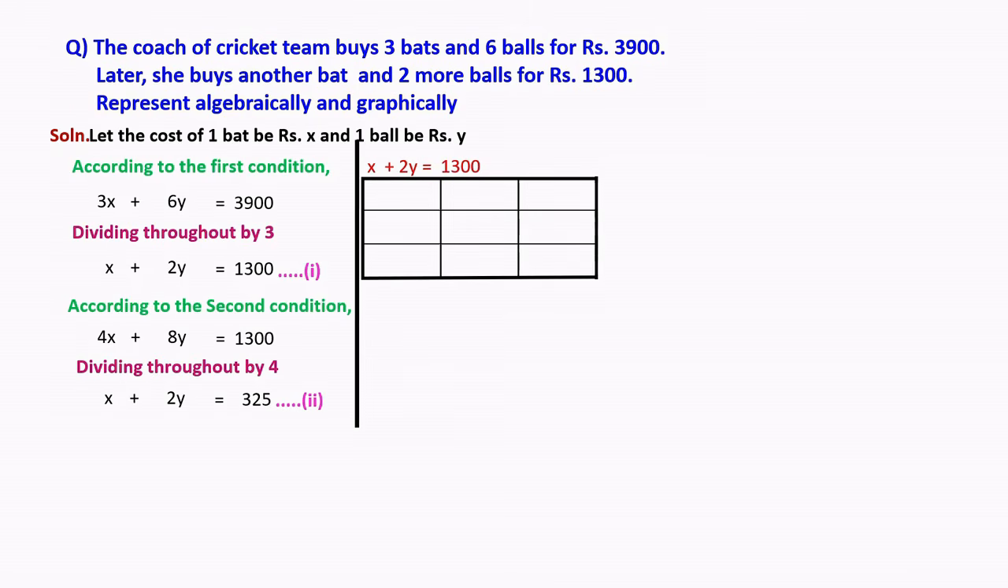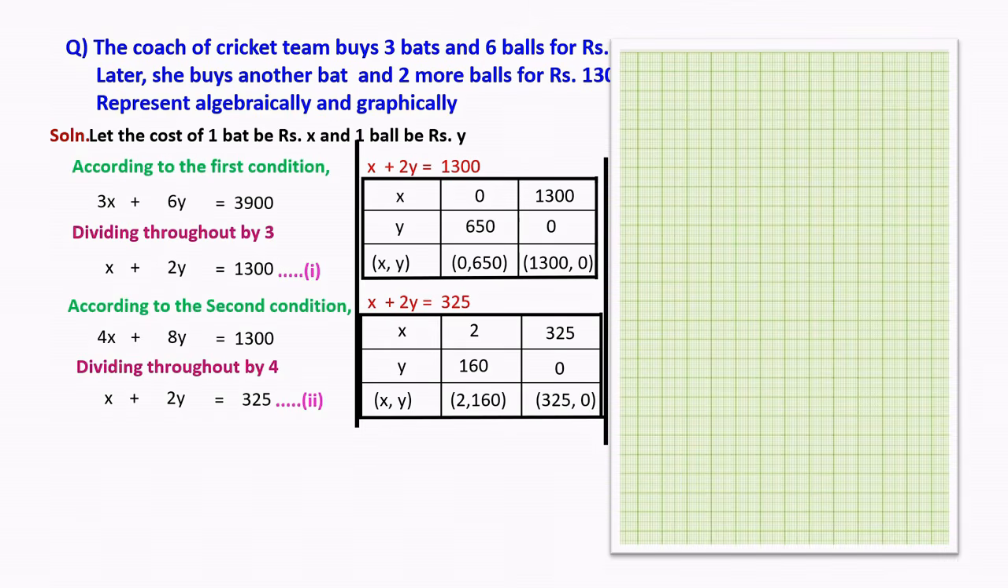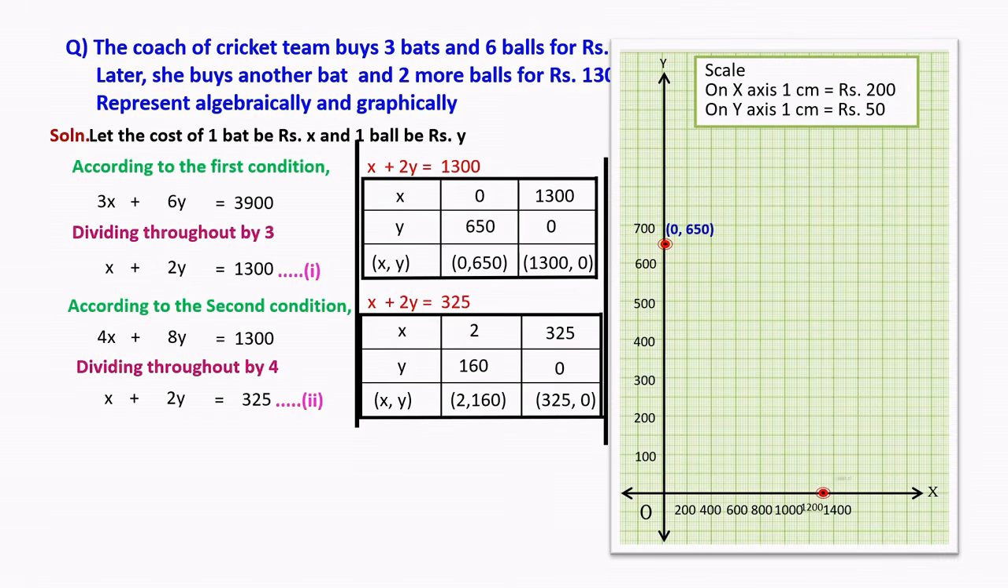Now, for graphical representation, for the first equation, when X is 0, Y is 650. And when Y is 0, X is 1300. So, the points are (0, 650) and (1300, 0). For the second equation, taking convenient values, we get points (2, 160) and (325, 0). Plot these points on the graph and join them to form straight lines. This gives the graphical representation of the equations.